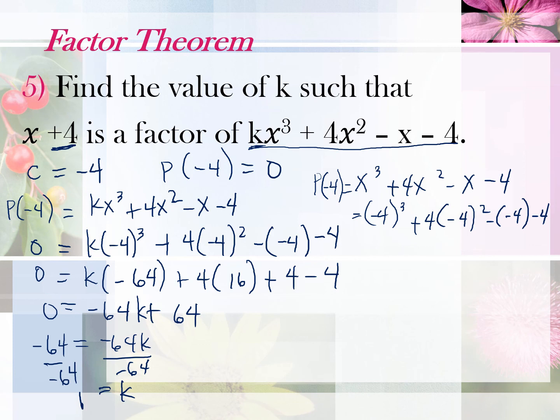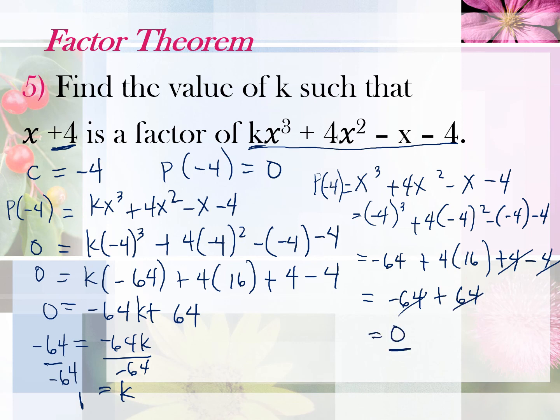And simplify. Negative 4 cubed is negative 64 plus 4 times 16. Tapos, negative times negative 4 is positive 4 minus 4. Ayan, we have negative 64. 4 times 16 is positive 64. Then, 4 minus 4 ay 0 na yan. Then, pagdating dito, 0 na din to. So, it means ang ating remainder ay 0. And, of course, yung x plus 4 ay factor ng given na function. And ang value ng k natin is equal to positive 1.